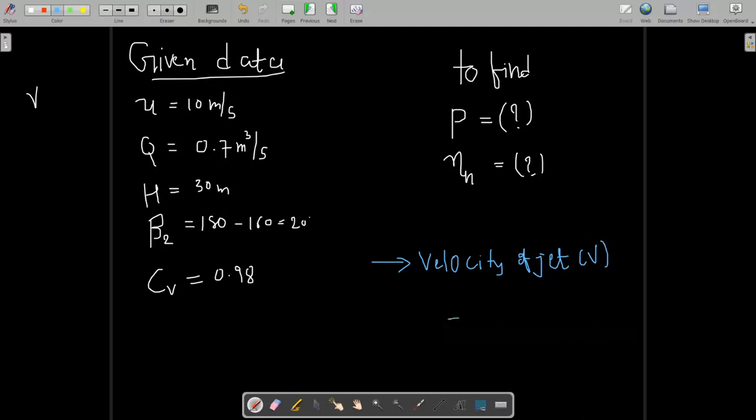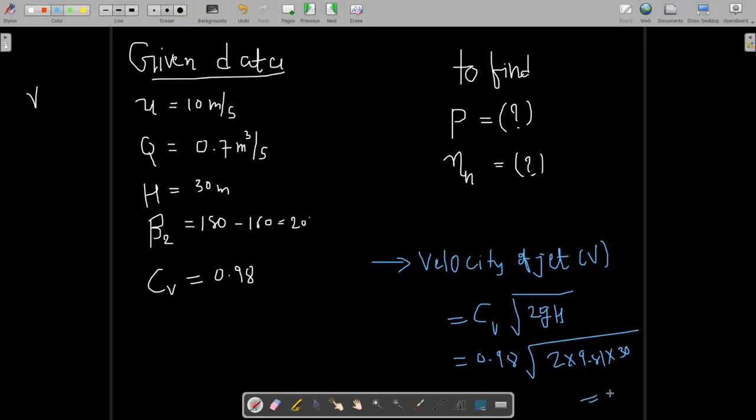V is equal to, we know the equation, CV under root 2GH. CV is 0.98, under root 2, G means 9.81, and H is the total head, it is 30 meters. So when you solve this, you will get 23.77 meter per second. This is the velocity of jet V. Just box it.